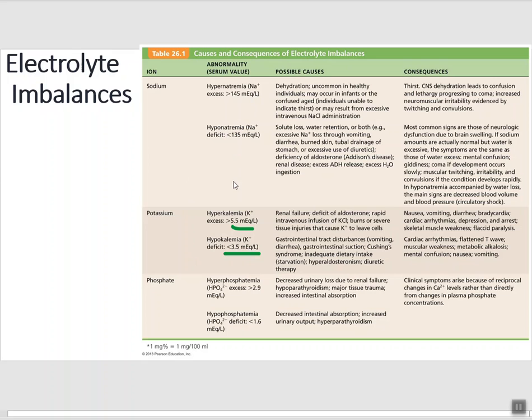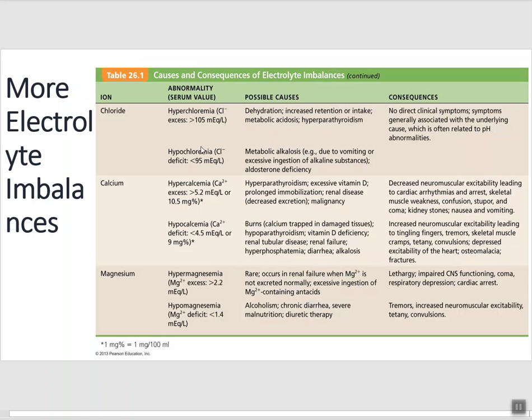You don't need to know them, but you do need to know that there is such a thing as hypernatremia, hyponatremia, and so forth. Some of the causes, we've gone over a lot of these. Some of the symptoms or the consequences, it would be good to read that. If you don't understand it, you can let me know either in a class meeting online or by email or any way, and I'll be glad to explain it to you. Chloride, we talked about. Calcium, we've talked about. Now magnesium.